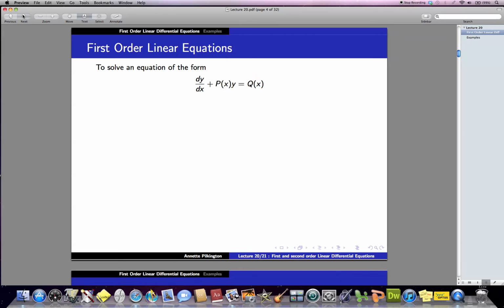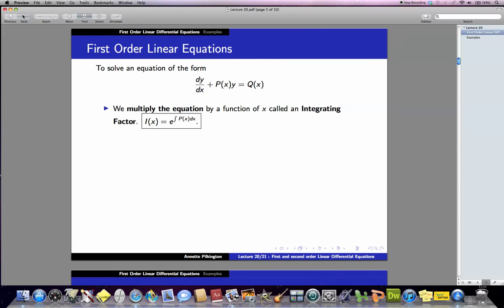And there's a trick to solving these equations. To solve it, we multiply the entire equation by something called the integrating factor, which is a function of x. And this is the formula for the integrating factor, and it's a very special function in that its derivative, let's call the integrating factor I(x), its derivative is p(x), this coefficient of y, times I(x) itself.